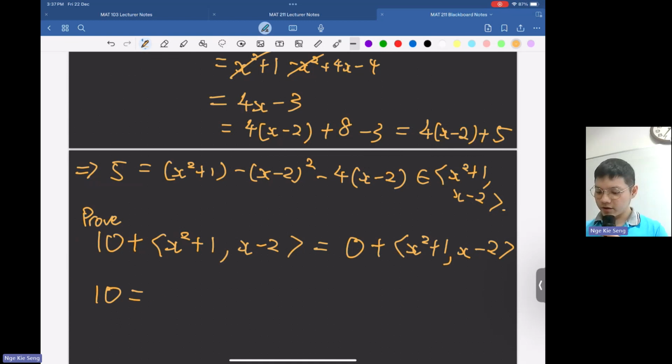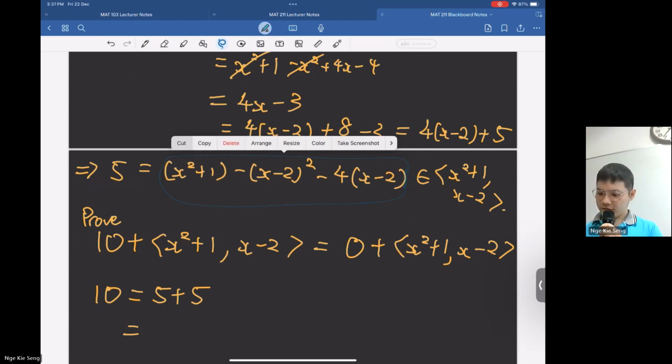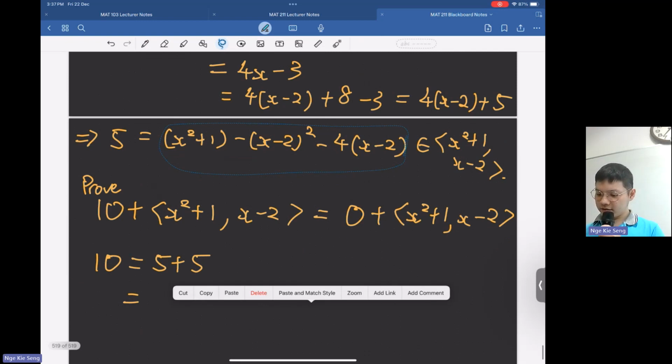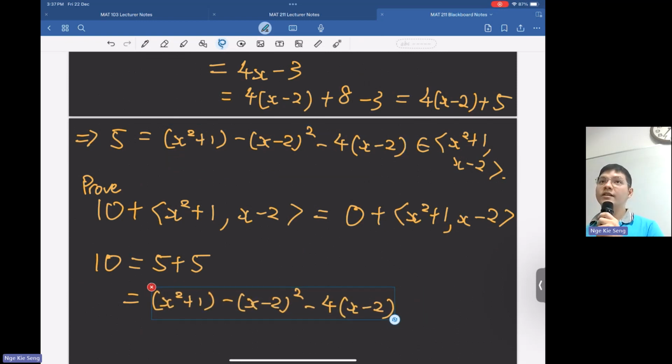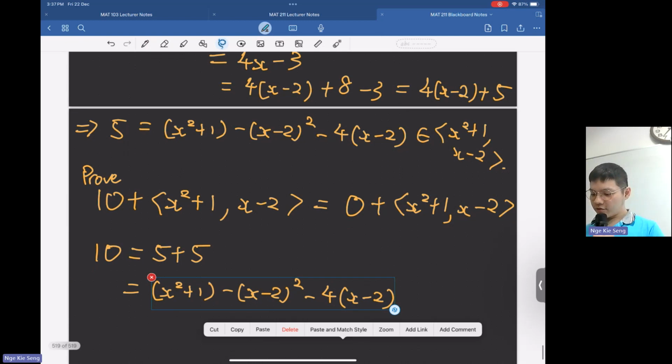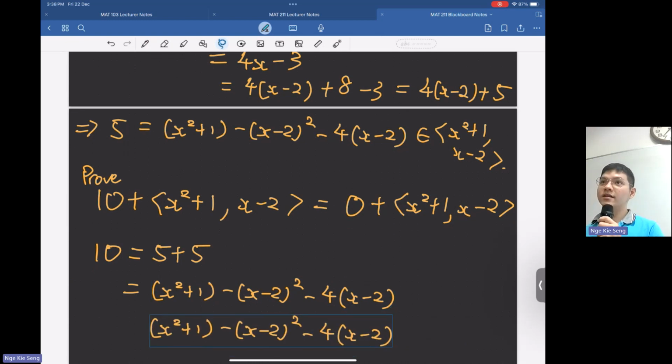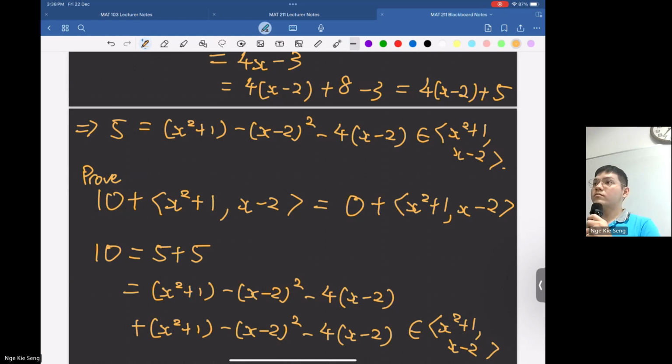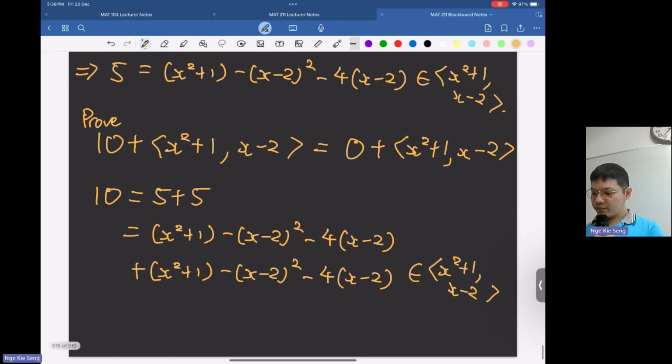Okay, 10 is equal to 5 plus 5. But do we know about 5? Yes, this is the 5. And then this linear combination is living in the ideal. So if you add two things in the ideal, you still stay inside the ideal. So this whole thing is still living in x squared plus 1, x minus 2. Okay or not?